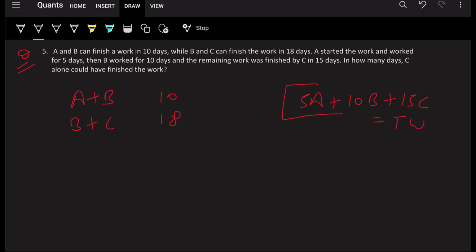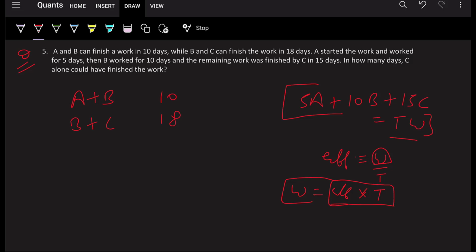Now, how have I written this equation? We know that efficiency is equal to work upon time. So total work is equal to what? Efficiency into time. So I have applied this only. 5 into efficiency of A is the work done by A in 5 days. So by summing up, it will be our total work. It is given in the question. Now, okay. So this is the combined information.